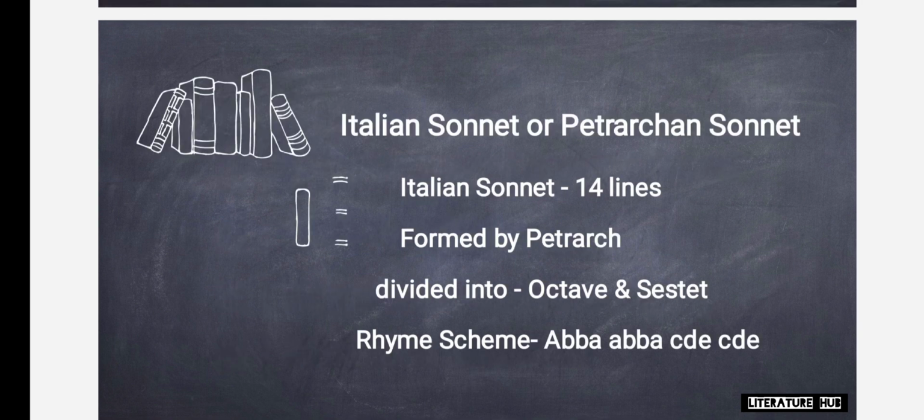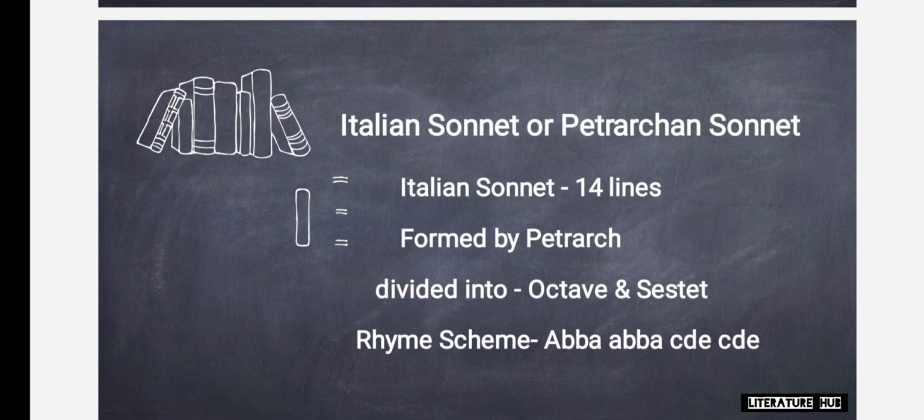So the Italian sonnet was formed by Francesco Petrarch. We know him as Petrarch. A sonnet is a literary form that comes under the subcategory of poetry. It is a sort of poetry which has 14 lines. So the Italian sonnet is divided into two parts, octave and sestet.